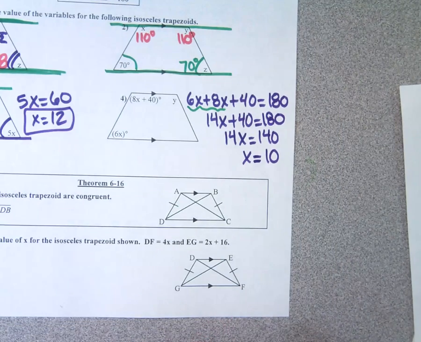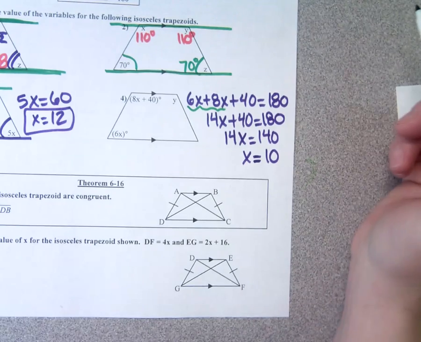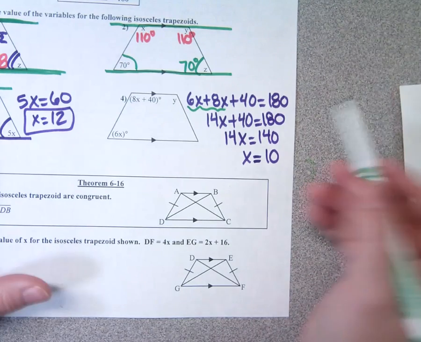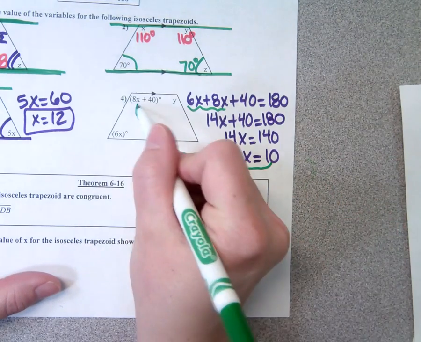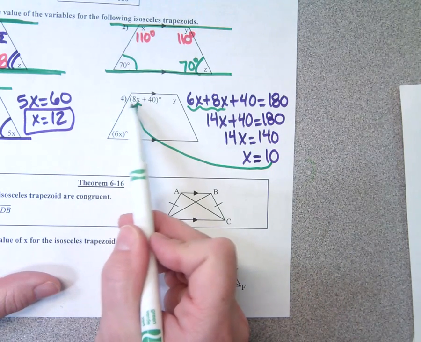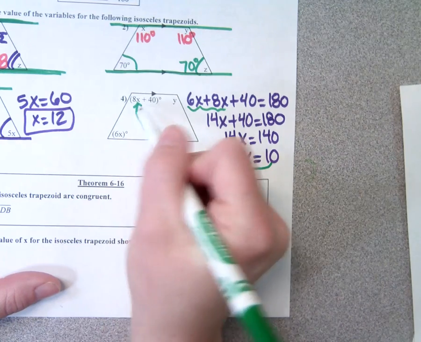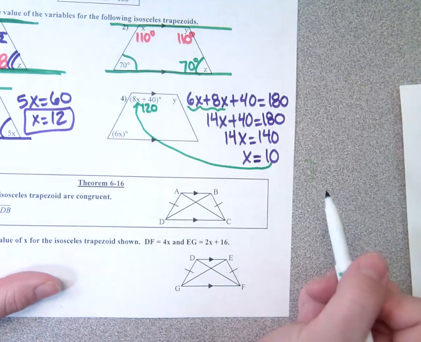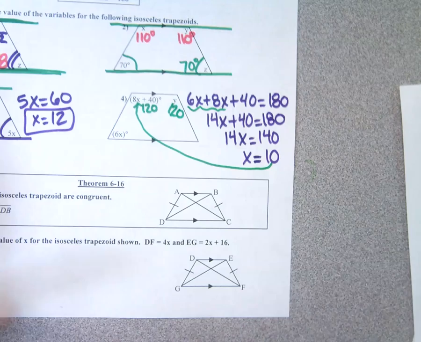Okay, someone else said 1. And if I wanted to figure out why, what could I do? Plug in the 10 for 8x plus 40. Exactly. Plug the 10 into the 8x plus 40. So if I put 10 there, what's 8 times 10? 80. 80 plus 40? 120. So if this is 120 degrees, what's y? 120. Beautiful.